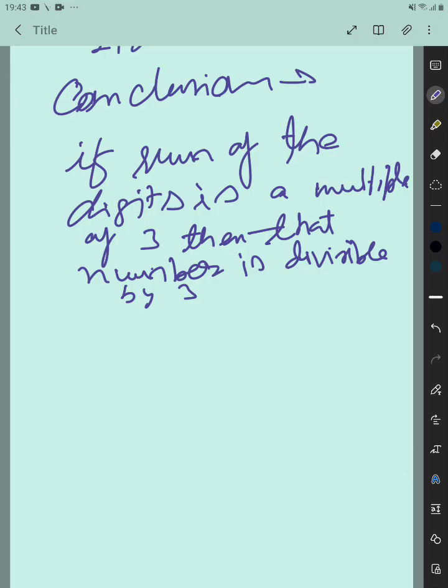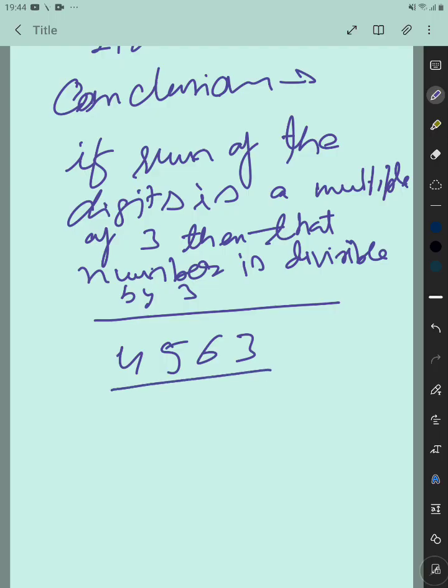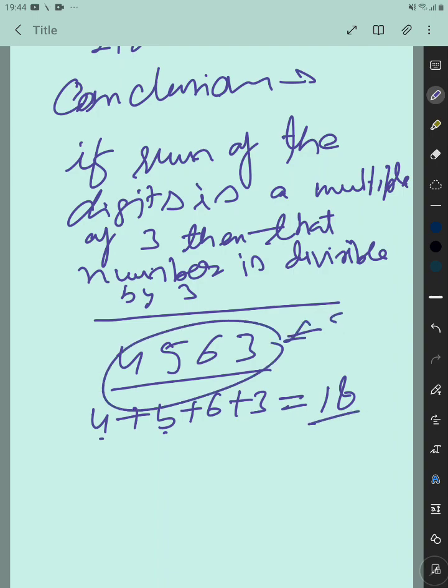Now you take any number, okay. Let's take some random number, let's take 4563. We'll add up these digits, 4 plus 5 plus 6 plus 3, okay. So this sum will be 9 and 9, 18, okay. So 18 is divisible by 3, so this number will also be divisible by 3, okay. Since 18 is divisible by 3, therefore the complete number will be divisible by 3.